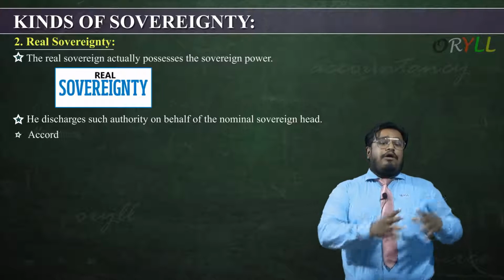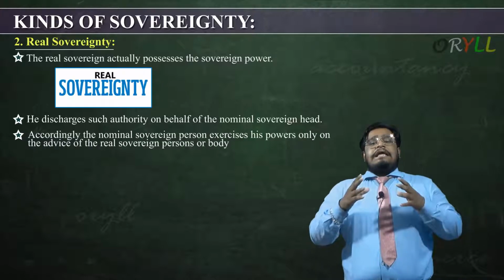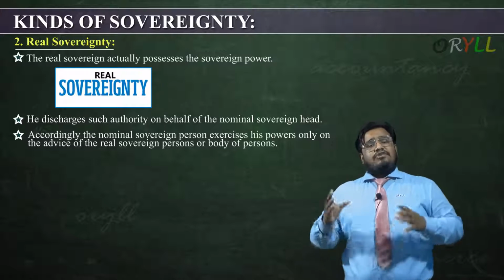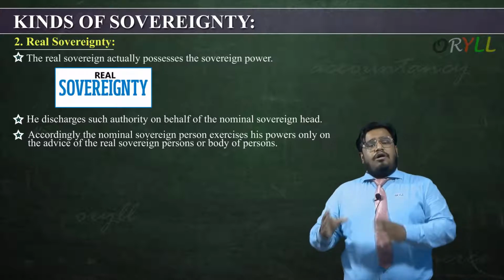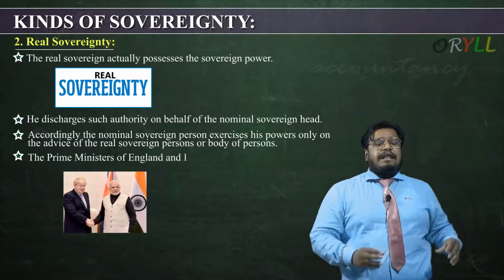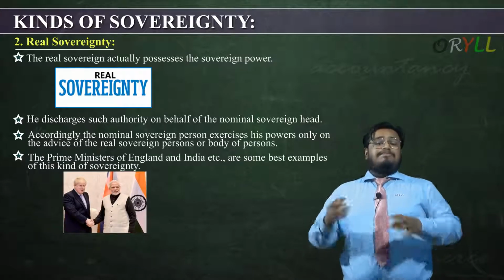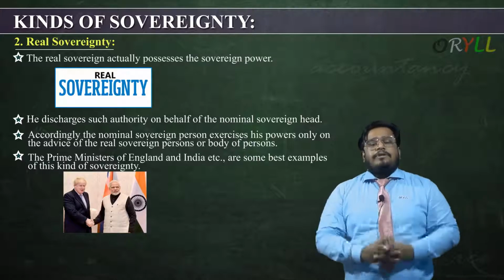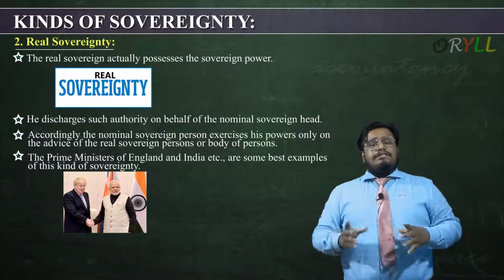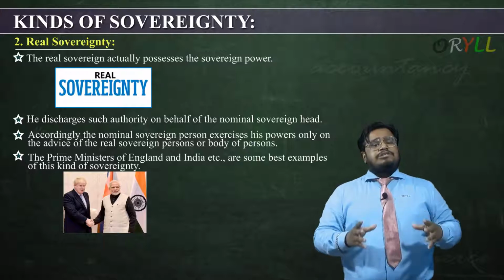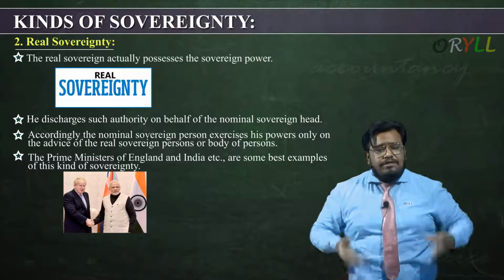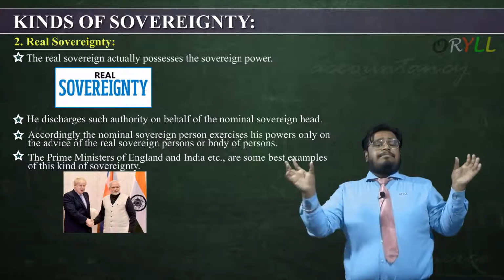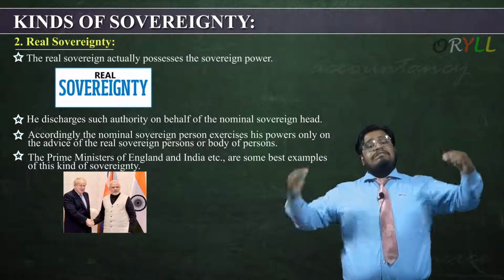Okay, so the nominal sovereign person exercises his power only on the advice of the real sovereign person or the body of persons. The Prime Minister of England, the Prime Minister of India, the Prime Minister of Japan are the basic examples for real sovereign power, as against nominal sovereign power. They are some of the best examples of kinds of sovereignty. In simple words, if you want to understand, nominal means there is a name that is attached. The real power is given to his subordinate.